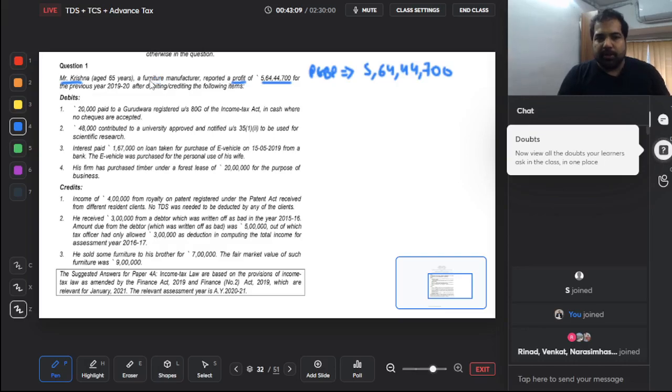Over to you, please. 14 marks. This is basically from a very recent paper. So let's solve this.